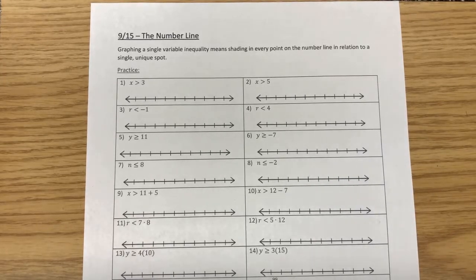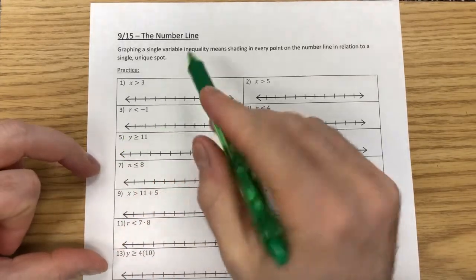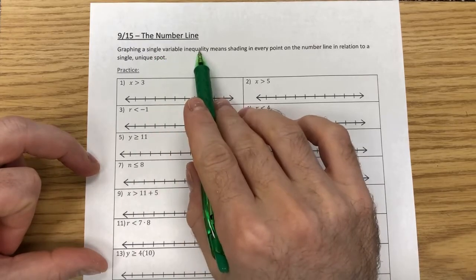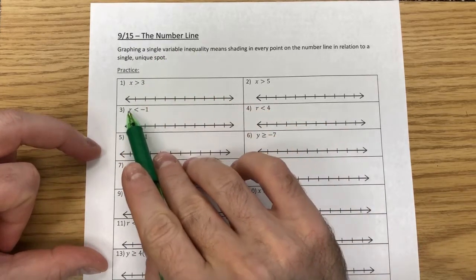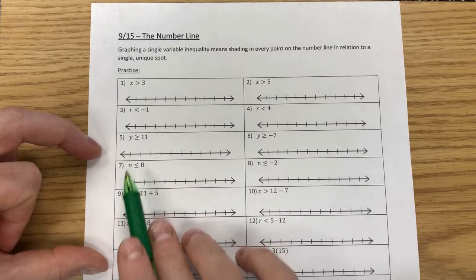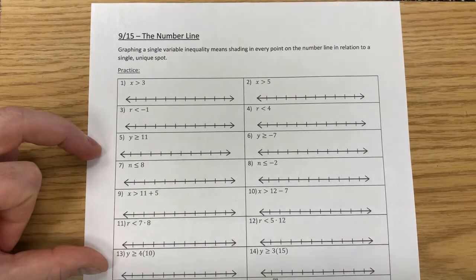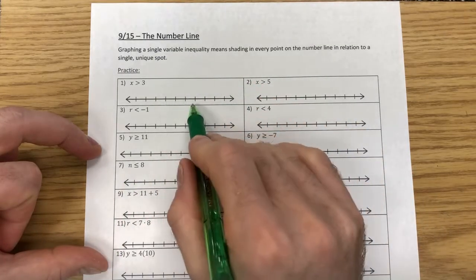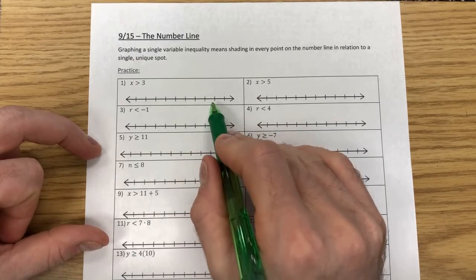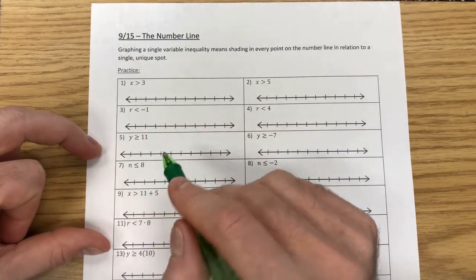So today we're going to be working on graphing on the number line, and we're going to be doing what we call single variable inequalities, which means I only have one letter or one unknown value in each of these inequalities that I'm going to be graphing on which side can I plot numbers and make a true statement.